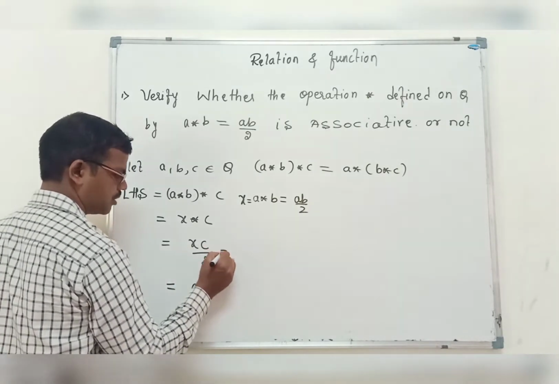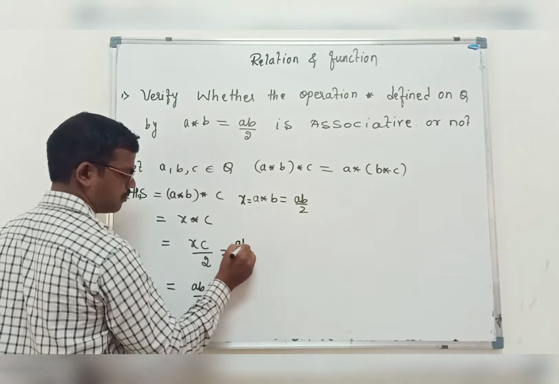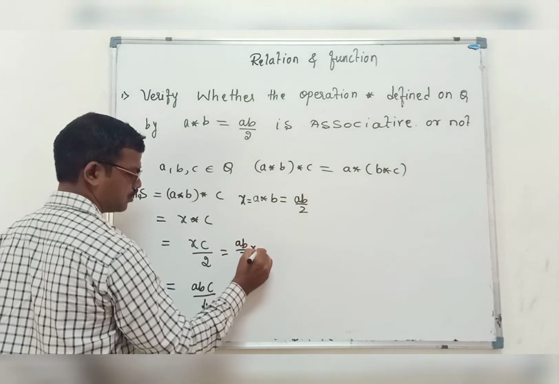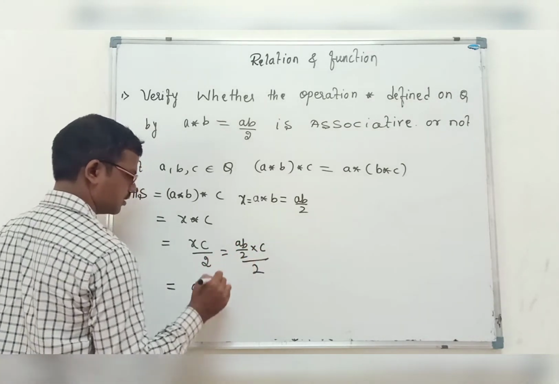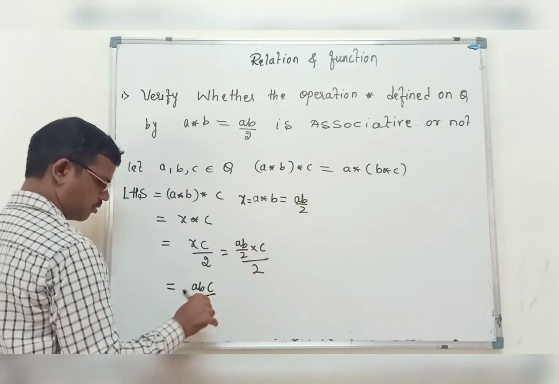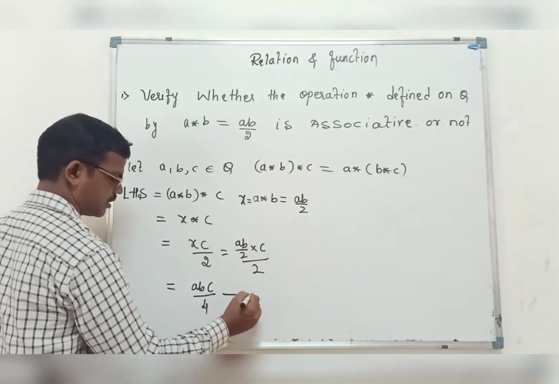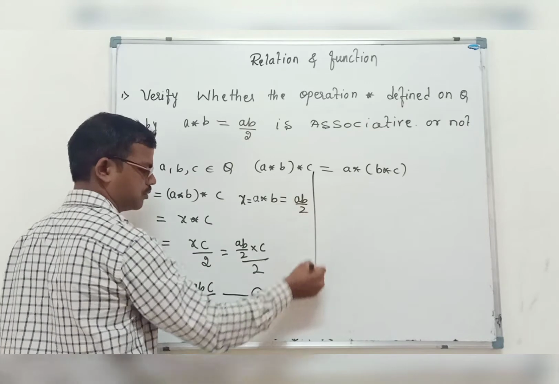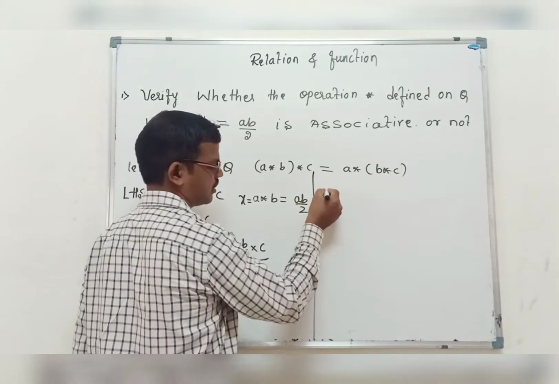So it will become like this: ab by 2 into c divided by 2. abc by 2 into 2, that is abc by 4, will be named as 1. So next we move to the RHS side.